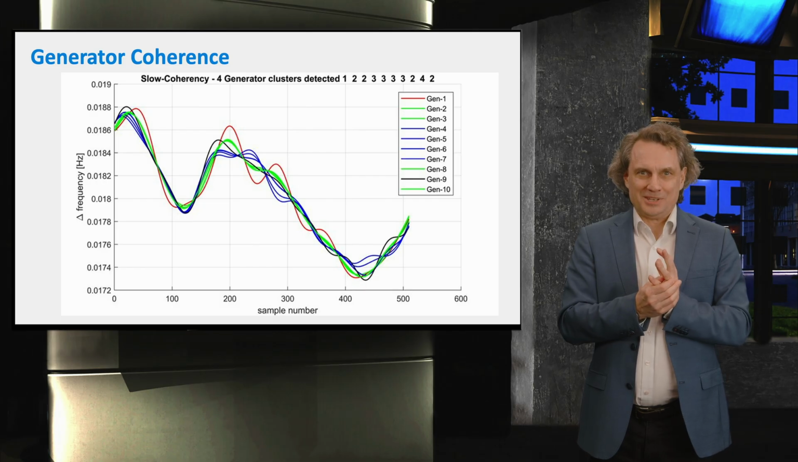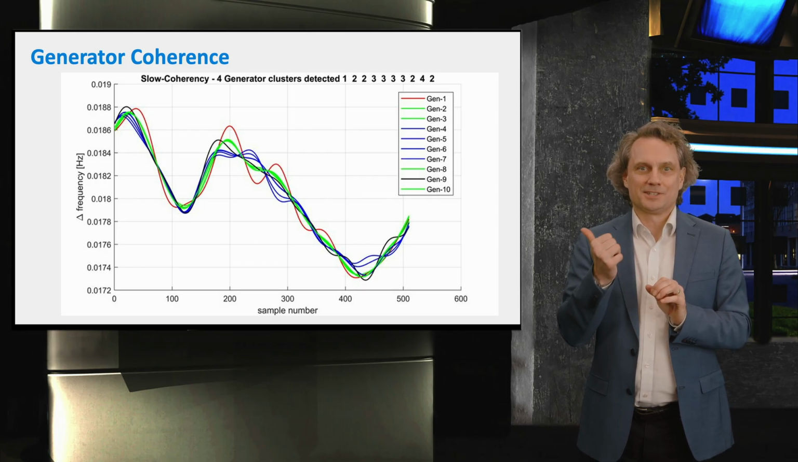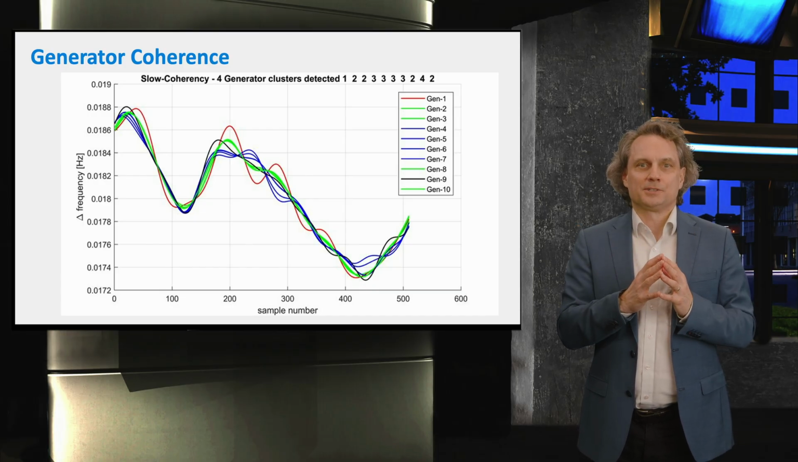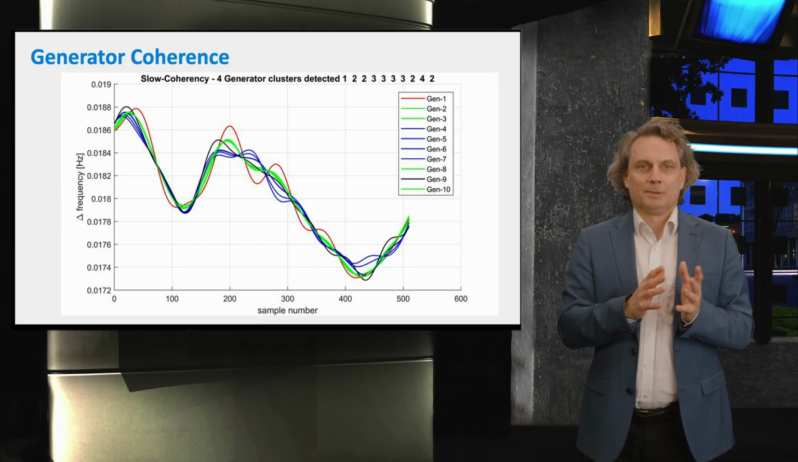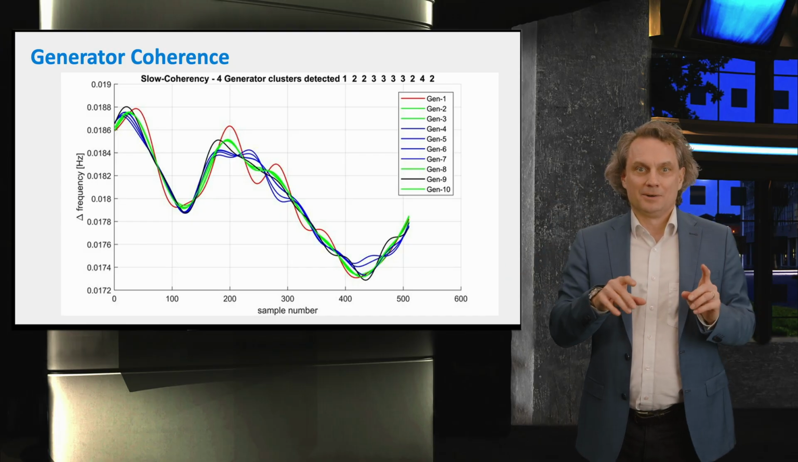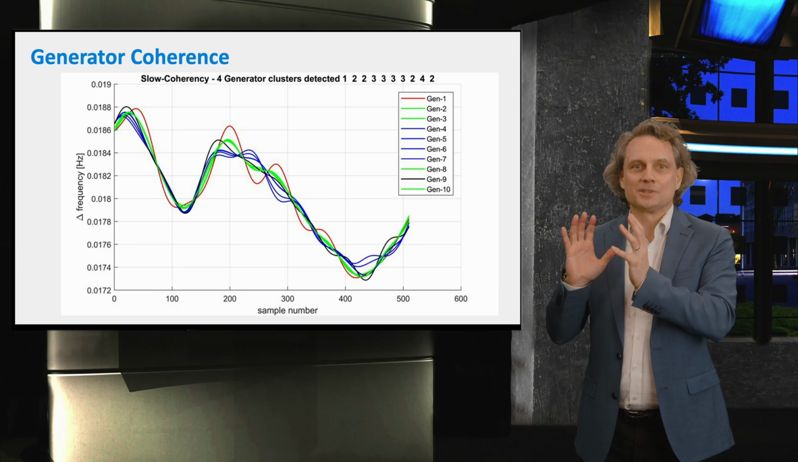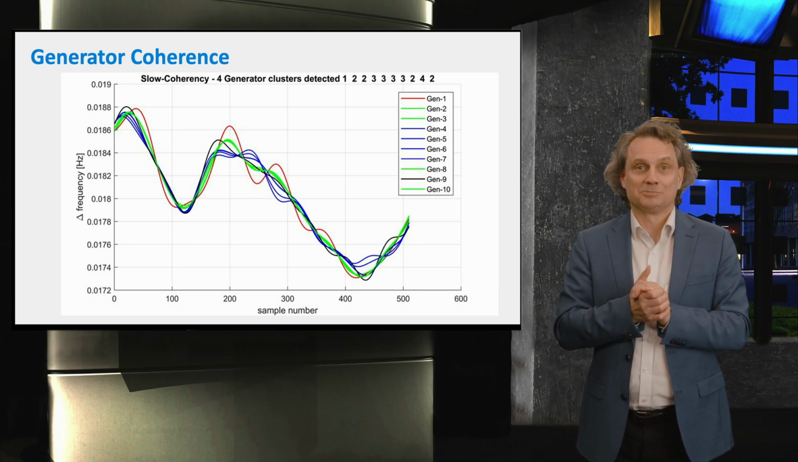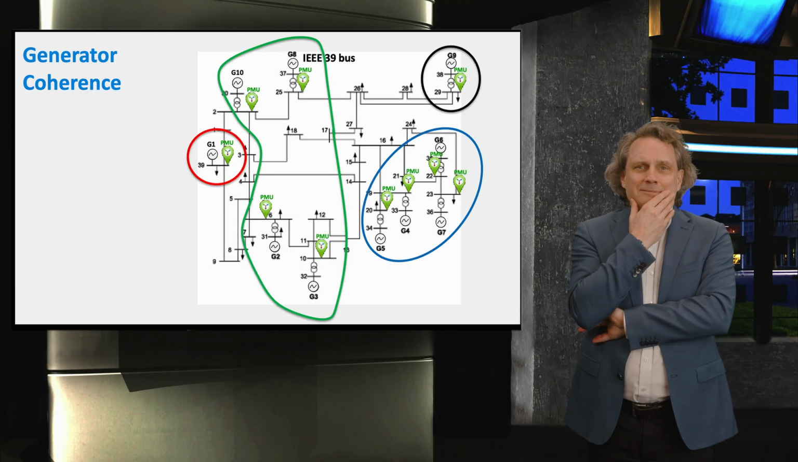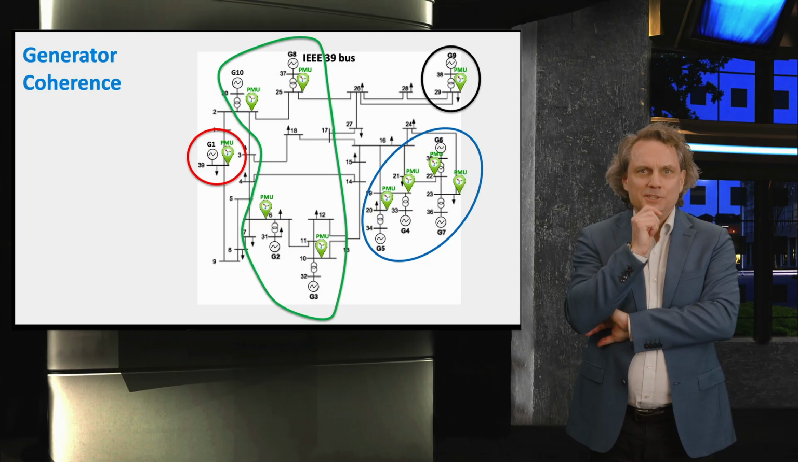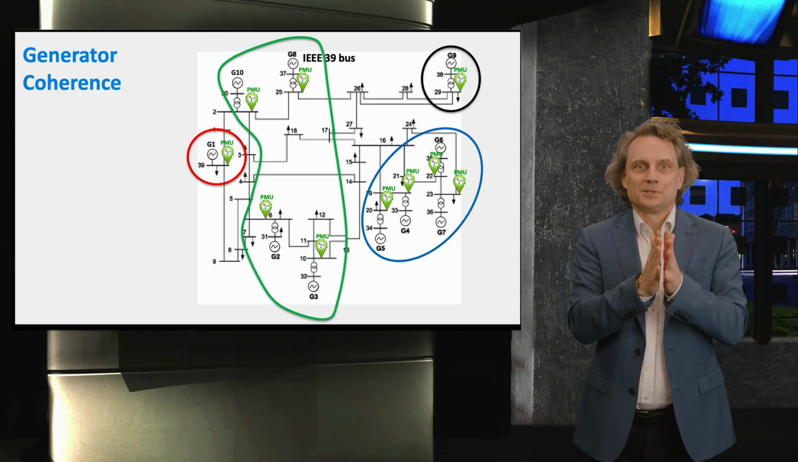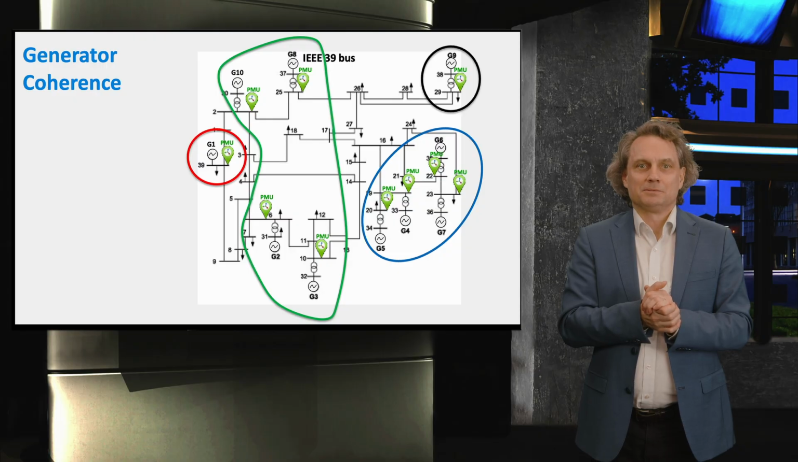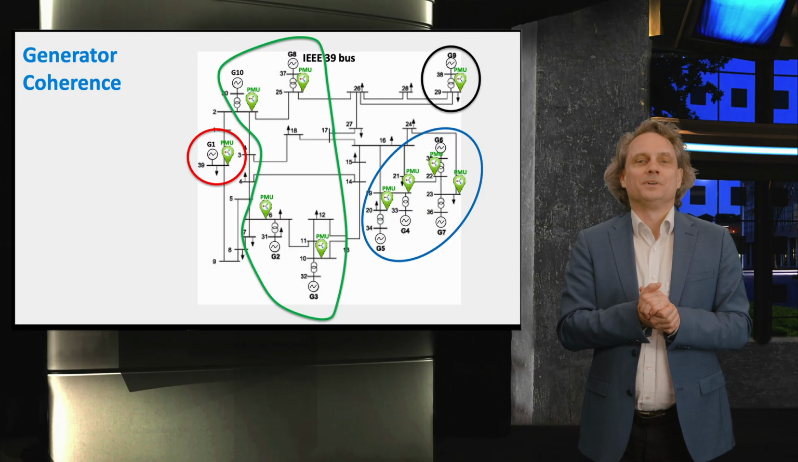One application of WAMS is generator coherency identification, which is the exercise of finding out which generators in a system oscillate together. Here you see the post-event frequency response of 10 generators. The black and the red generators are independent, while the green ones form a group and the blue ones seem to form another group. They oscillate together. Looking at the one-line diagram of this system, we can see the groups of generators. These groups are important to know if you want to perform a system split. Wide area measurement based on PMUs enables such advanced applications.